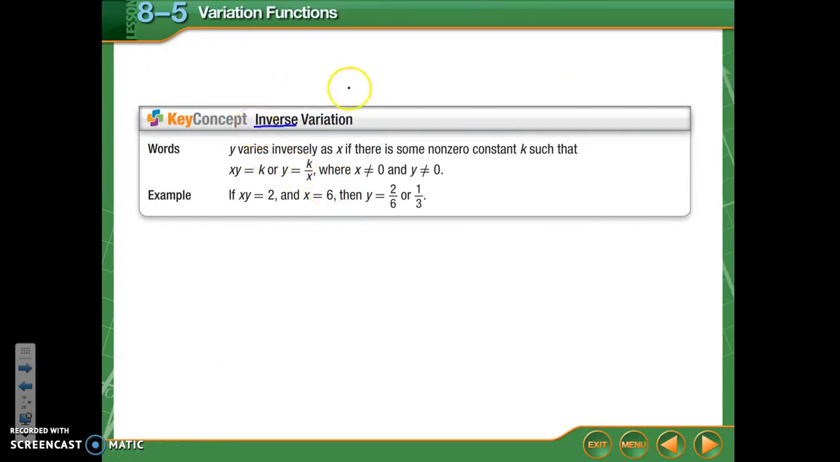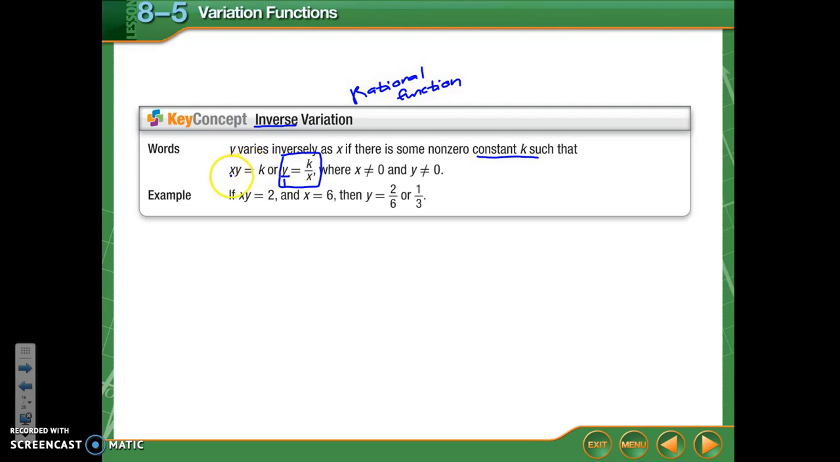This is the one that also represents a rational function when I solve it for y. So let's look at what this looks like. y varies inversely as x if there's a non-zero constant k. Remember, that's called my constant of variation, such that x times y equals k. So x and y are my variables. If I multiply them together, I get k. Or another way to say it, and this is when it starts to look like a reciprocal function specifically, y equals k over x. So that idea of inverse, if you think about it, y is kind of in the numerator on this side and x is the denominator on this side.